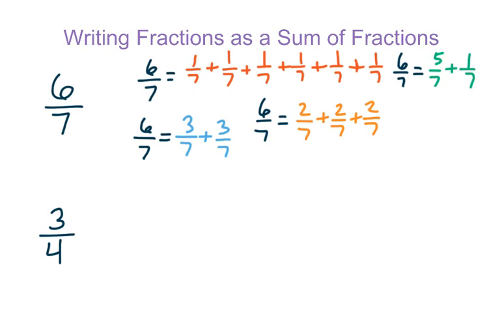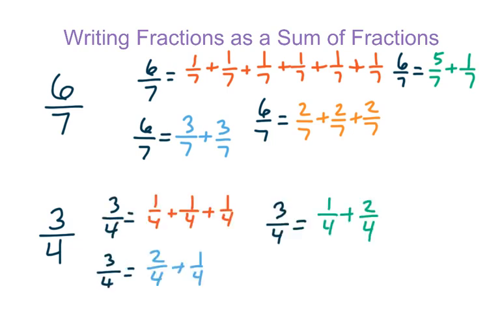Go ahead and do the same thing for 3/4. And for 3/4, there weren't quite as many ways, but we could have represented this as the sum of unit fractions, so that would be our 1/4 plus 1/4 plus 1/4. Maybe we had 2/4 plus 1/4, or maybe we switched it and used the commutative property and had 1/4 plus 2/4. Any of those ways would work.